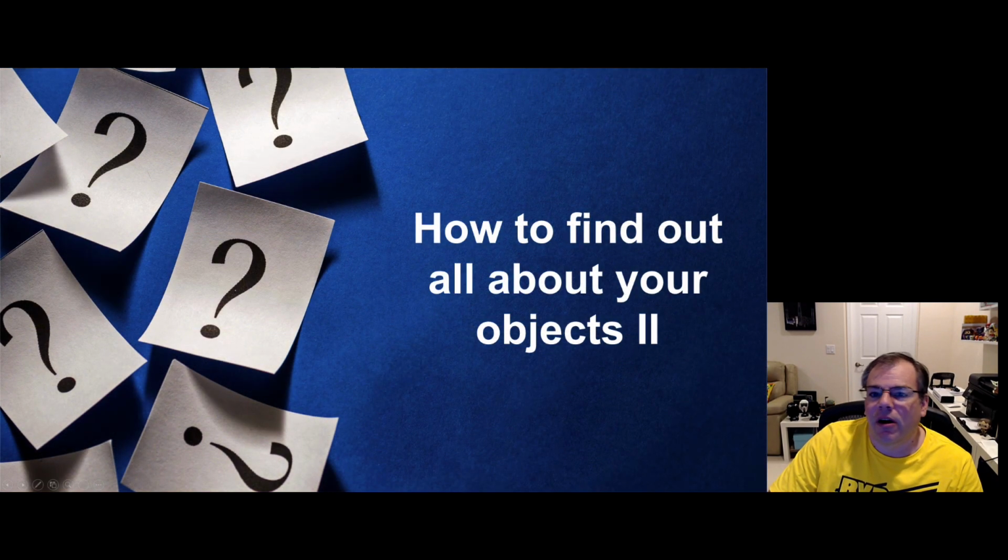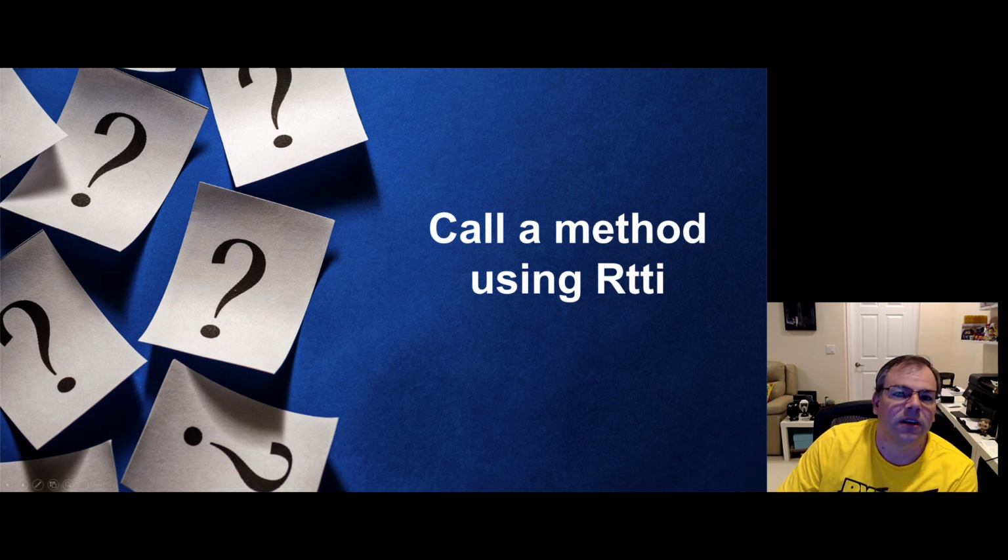This is part 2 of how to find out all about your objects. In part 1, I explained how to find out stuff about the objects that are inside of your executable. If you have not watched part 1, please do so, because part 2 heavily is based on part 1, and without having seen part 1, especially if you do not know what RTTI is, you won't be able to follow this example by any means, and it's not designed for you to be able to follow this. Please watch part 1 first.